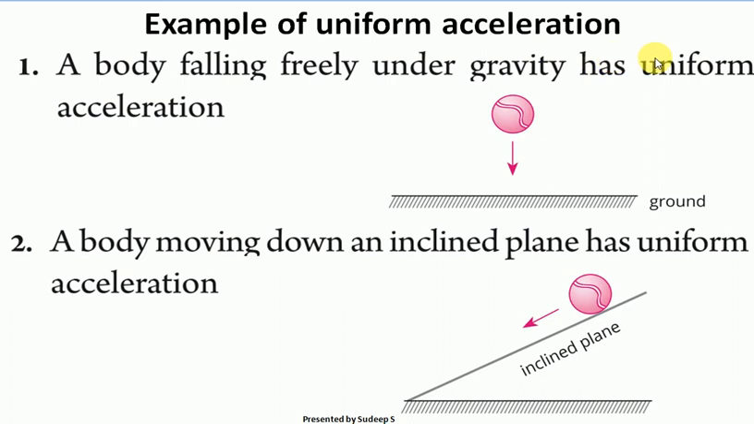Some examples of uniform acceleration: an object falling freely under gravity has uniform acceleration. As you must be aware, the acceleration due to gravity is 9.8 meter per second square, or sometimes we approximately take it as 10 meter per second square. So that is an example of uniform acceleration whenever a body is under free fall. A body moving down an inclined plane has uniform acceleration. Here the surface is considered the same at all places. So in that case only, for the inclined plane, an object will have a uniform acceleration.